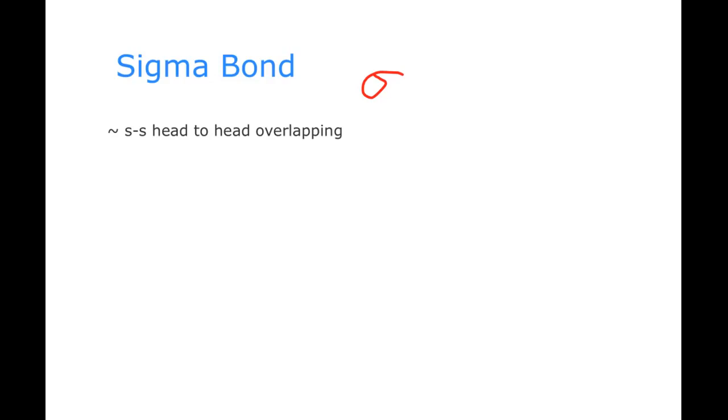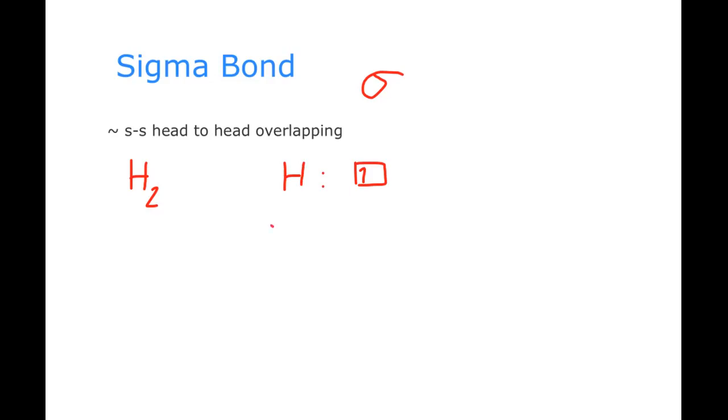For example, in the hydrogen molecule, we have two hydrogen atoms. Hydrogen's configuration is 1s1. So this means that hydrogen has only one s orbital and one electron in that 1s orbital. So when two hydrogen atoms combine, this electron is shared. And because there are two s orbitals, it is called SS head-to-head overlapping.